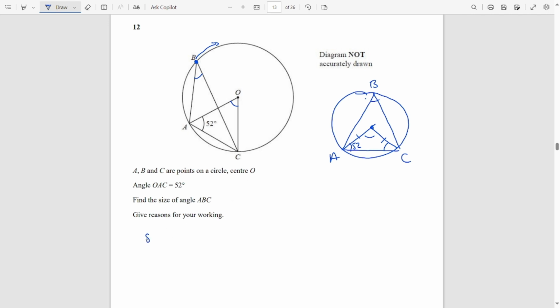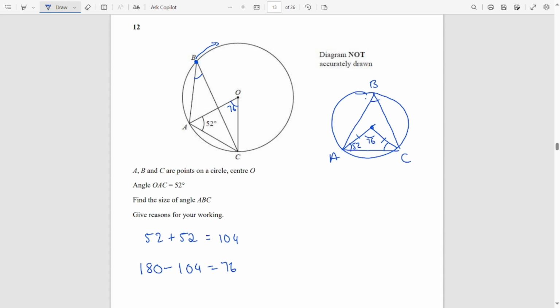So I'm going to start off by doing 52 plus 52 to see the total of those angles, and that is 104. Then I'm going to do, sorry, not 104, 180 minus 104, because angles in a triangle add to 180. 180 minus 104 is 76. And so this angle here in the middle is 76.